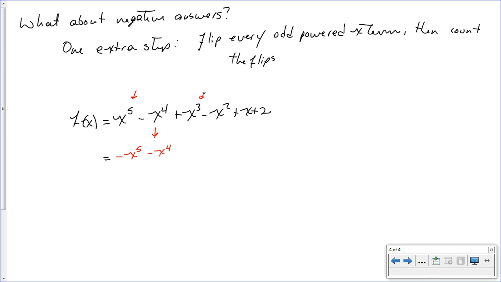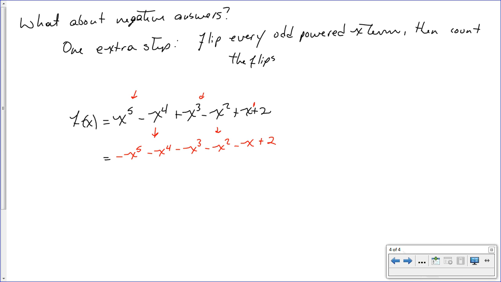Here we have odd again, so flip it, it's positive, negative x cubed. Even powered, so just bring it straight down, negative x squared. This is technically x to the 1, so it's an odd power, so flip it. Then, of course, this has no power.